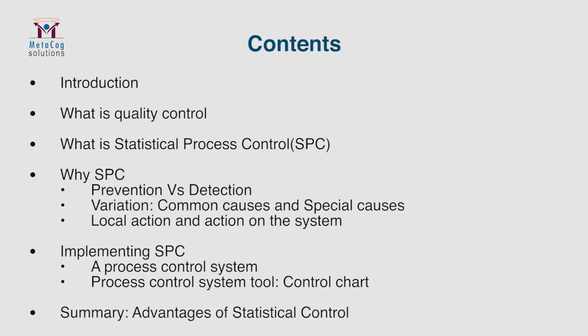In this course, let us see the contents. Introduction. What is quality control? What is statistical process control? We call it SPC. Why SPC? What is prevention and what is detection? Variation. What are all the causes which cause variation? Namely, common causes and special causes.